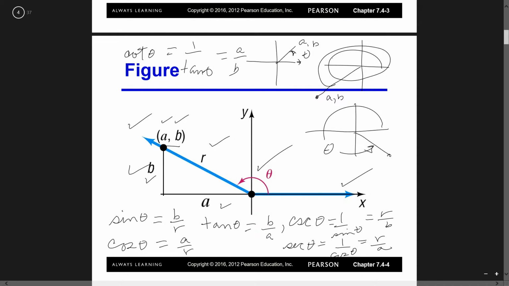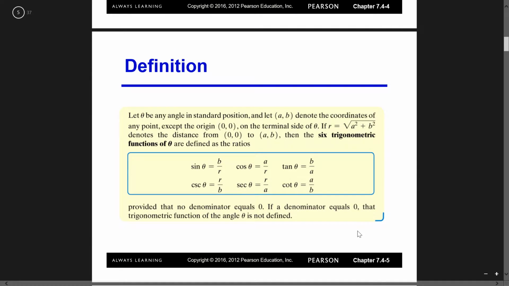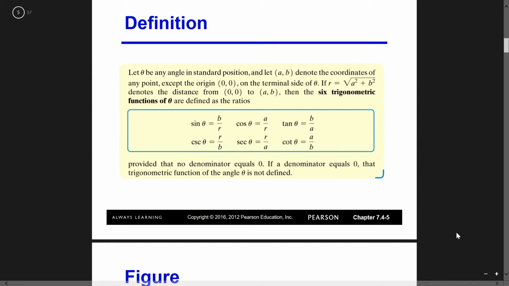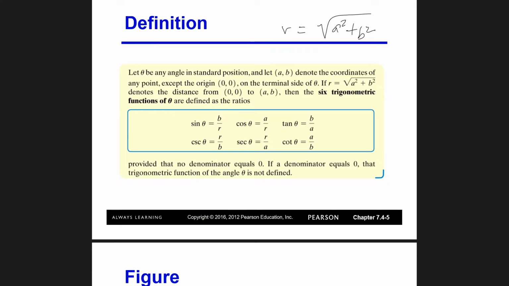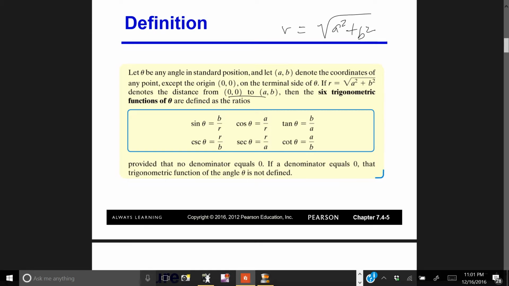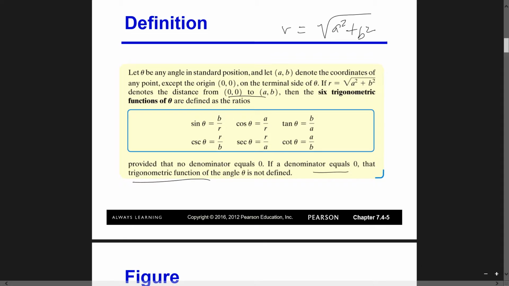And so here on the next sheet, we have written down all of these definitions we just described. R, by the way, is always going to be the square root of A squared plus B squared. It's basically the distance from the origin to the point A and B. If any denominator equals 0, then that trigonometric function is not defined.